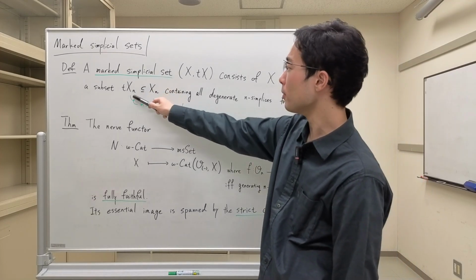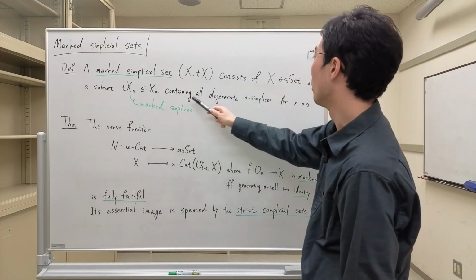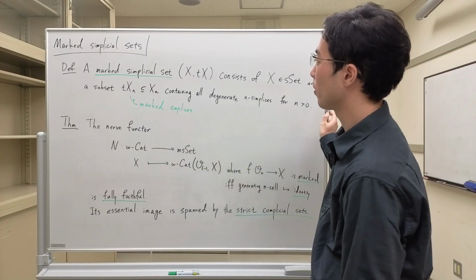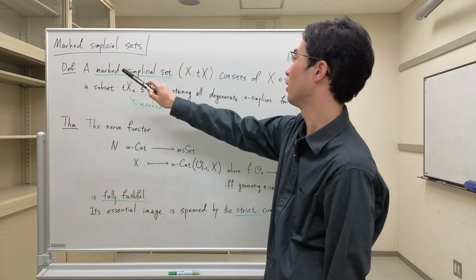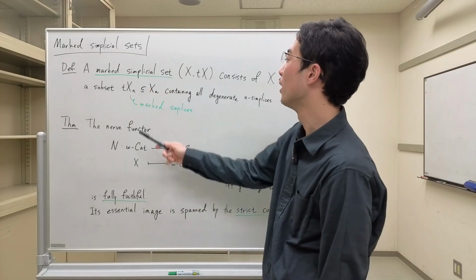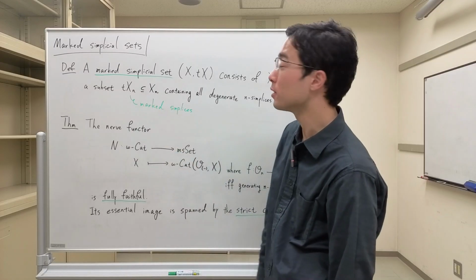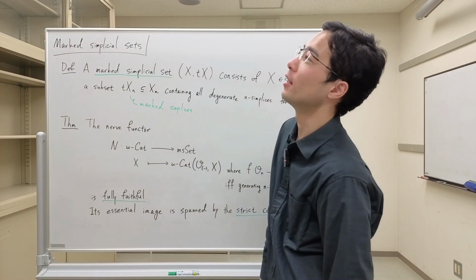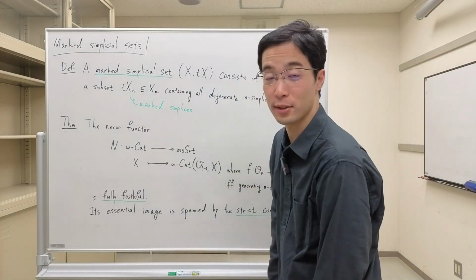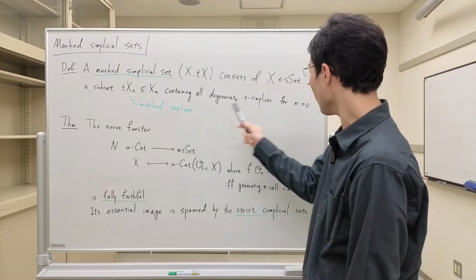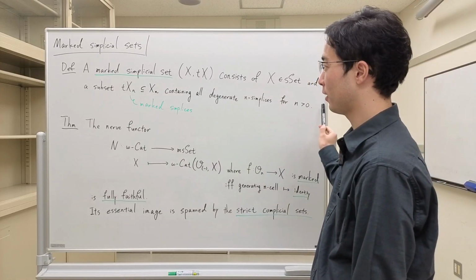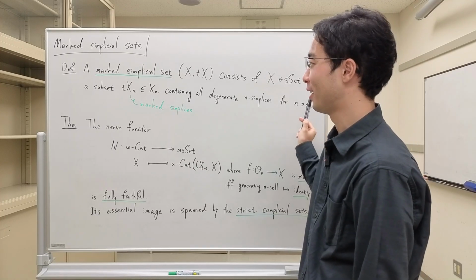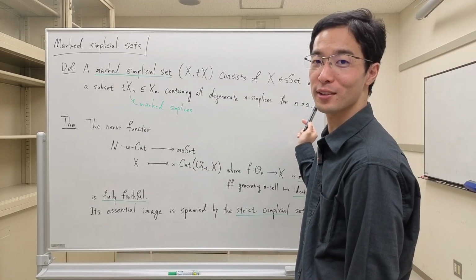We ask that this contain all the degenerate simplices, and the elements of this subset are called the marked n-simplices of X. These are what's meant to be the simplices corresponding to the identities. We are not allowing marked zero-simplices because identity zero-cells don't make sense.